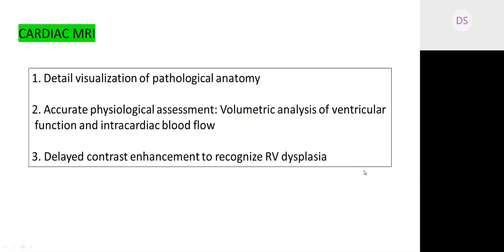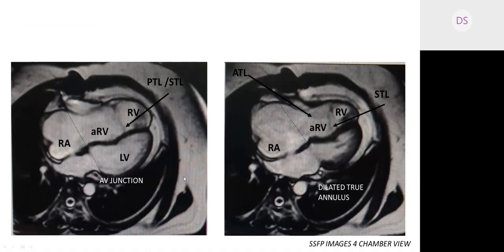The role of cardiac MRI comes when we want analysis of the volumes of the ventricles and sometimes also the right ventricular dysplasia. So you can confirm the diagnosis. These are few cardiac images, and this is how it looks like. The right atrium, the atrialized right ventricle, and then the functional right ventricle. The PTL and STL are displaced.